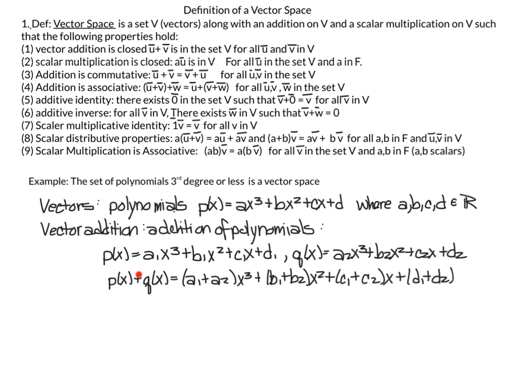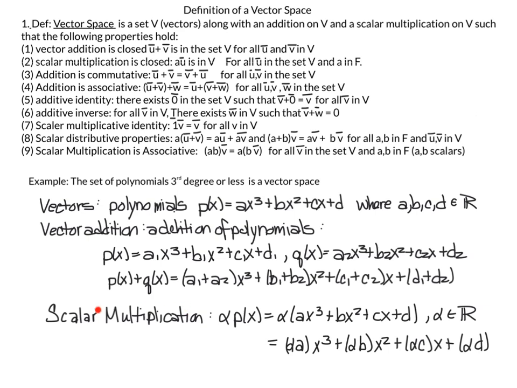So when we add p plus q, our first coefficient for the x cubed term will be a1 plus a2. Our coefficient for the x squared term will be b1 plus b2. Our coefficient for the x term is c1 plus c2. And our final constant is d1 plus d2.